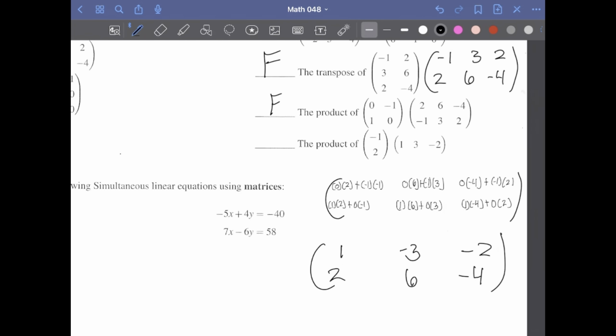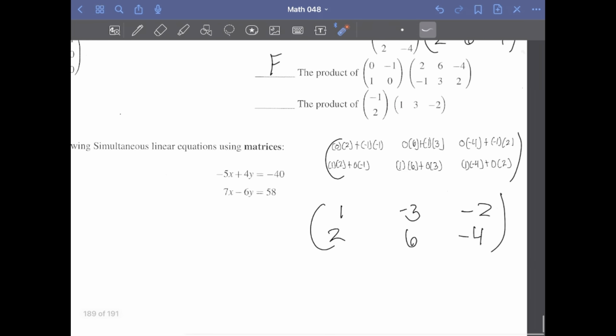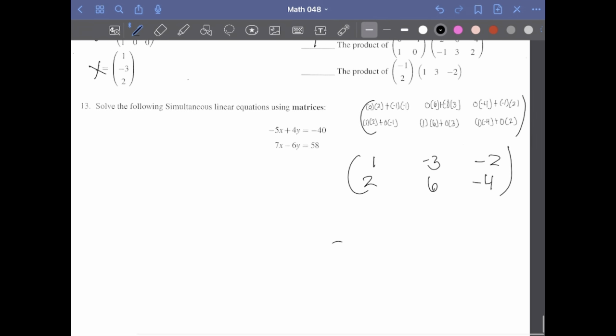Okay, so the next one, the product of this and this, that would create a 2 by 3 matrix. So you multiply all the 1s by that to create the first row, and you multiply all the 2s by this to create the second row. So that would be negative 1 times 1 is negative 1, negative 1 times 3 is negative 3, negative 1 times negative 2 is positive 2, 2 times 1 is 2, 2 times 3 is 6, 2 times negative 4 is negative 4.